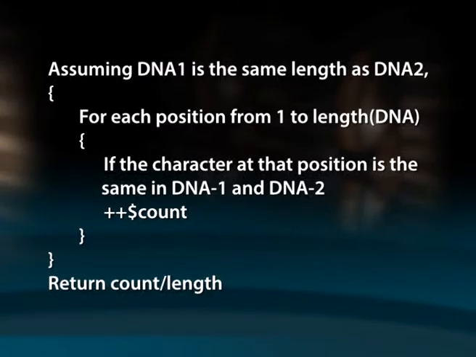To compare each nucleotide in one sequence with the nucleotide in the same position in another sequence, a subroutine can be designed as given here. Assuming DNA 1 is the same length as DNA 2, for each position from 1 to the length of the DNA, if the character at that position is the same in DNA 1 and DNA 2, increment the count. Finally, return count divided by length.